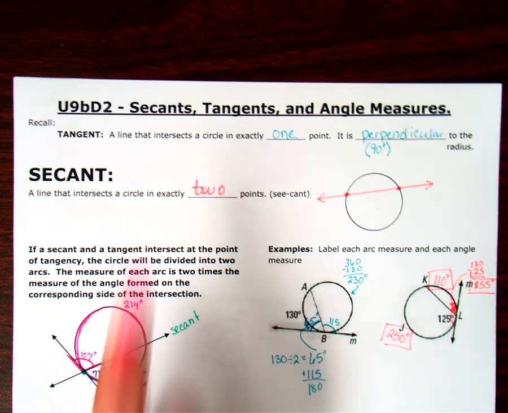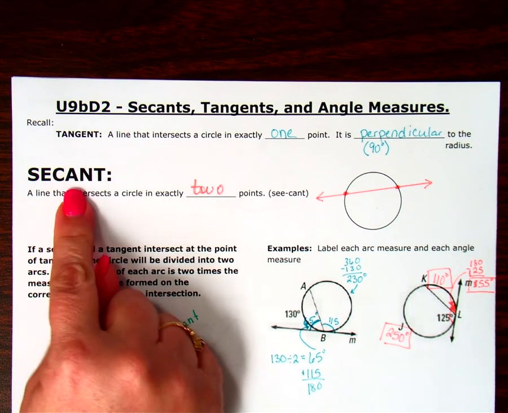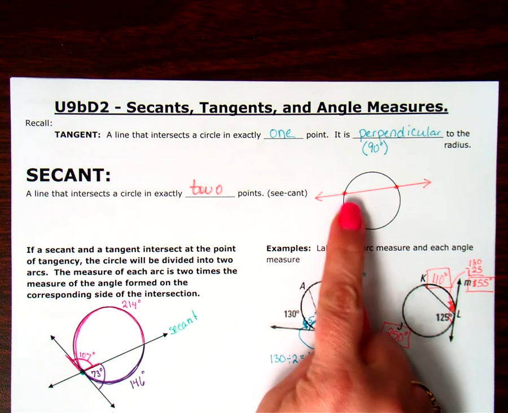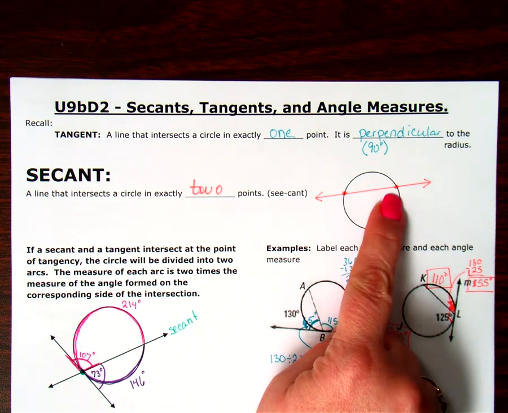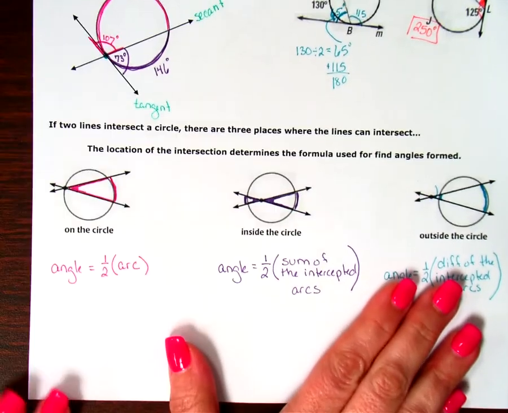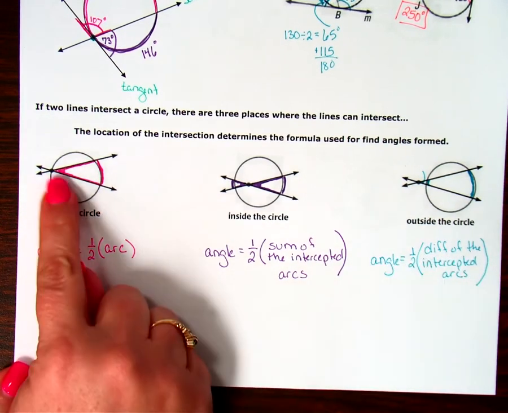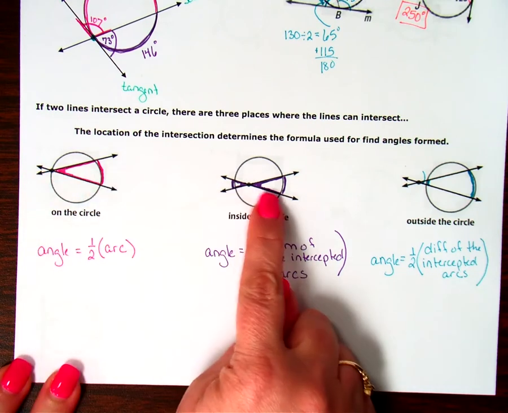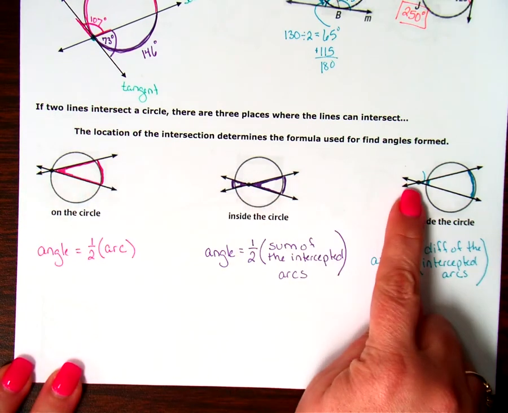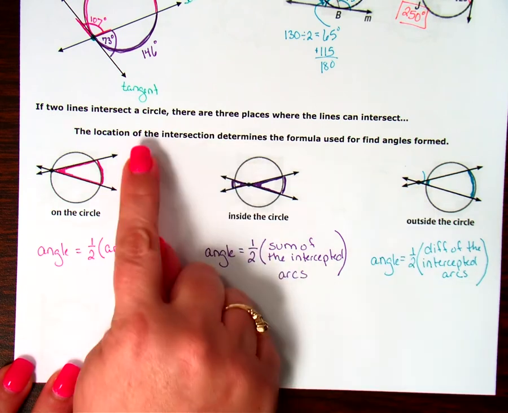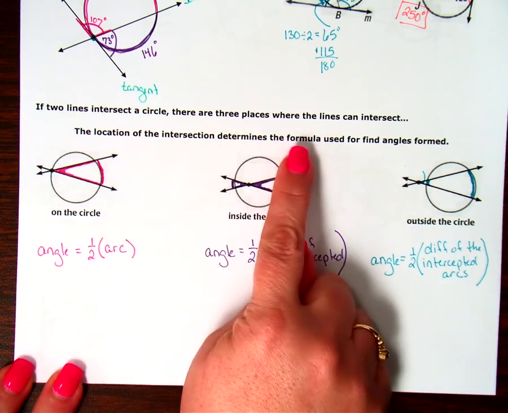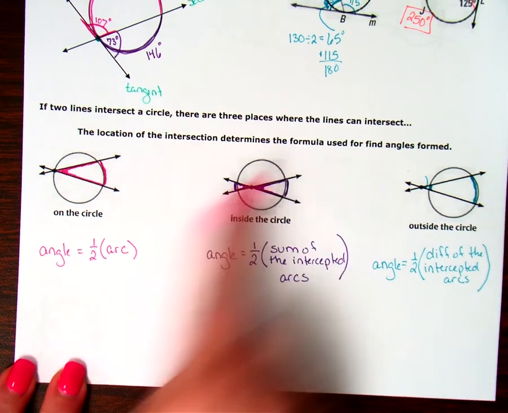In the first video, we reviewed the word tangent. We got a new vocabulary word, secant, where we intersect the circle in 2 points. And then we talked about how intersections with lines and circles can happen. They can happen on the circle, inside the circle, or outside the circle. And that location of the intersection determines the formula we use to find the angles.